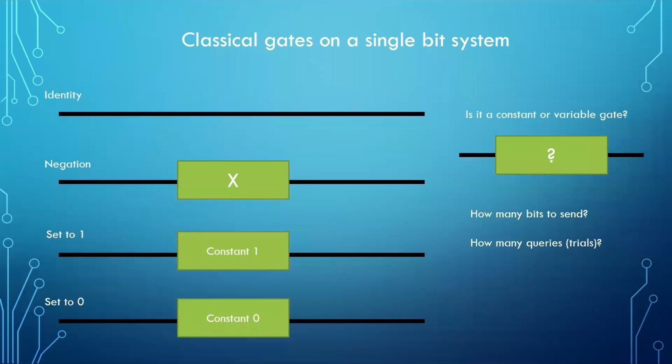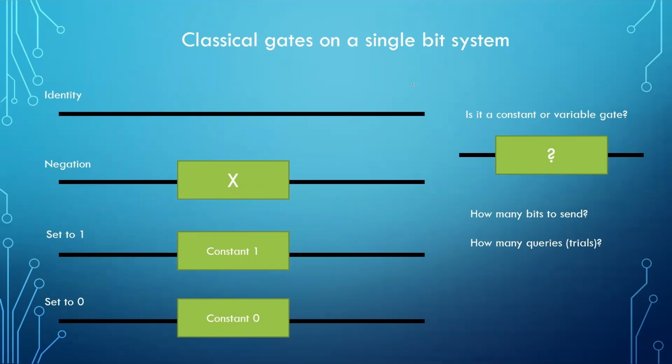So here we're going to do a quick review of all the possible classical gates that we can perform on a single-bit system. So we have 1 bit here, and these are the four gates that we can have. The first one is identity, and if we send 0 here, we will get 0 because there's just nothing. If you send 1, you will get 1. Negation is the opposite. If you send a 0, you get 1, and vice versa.